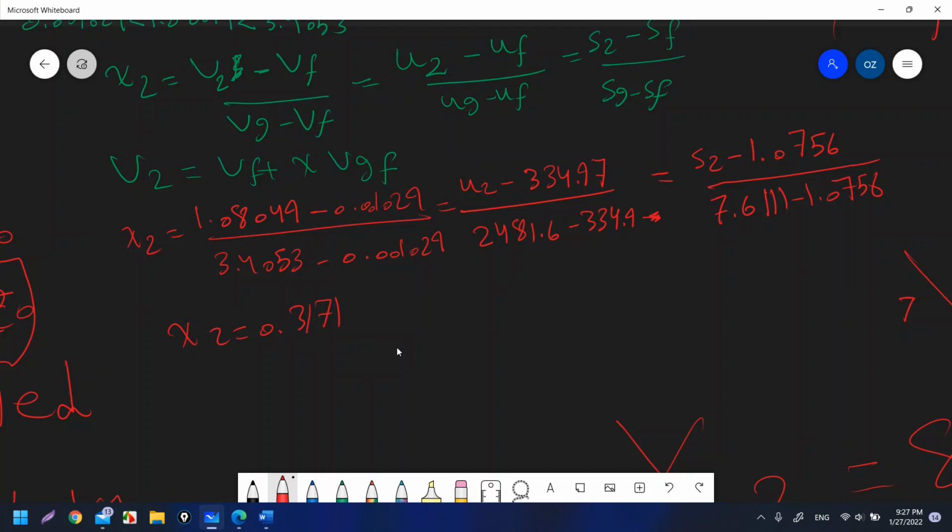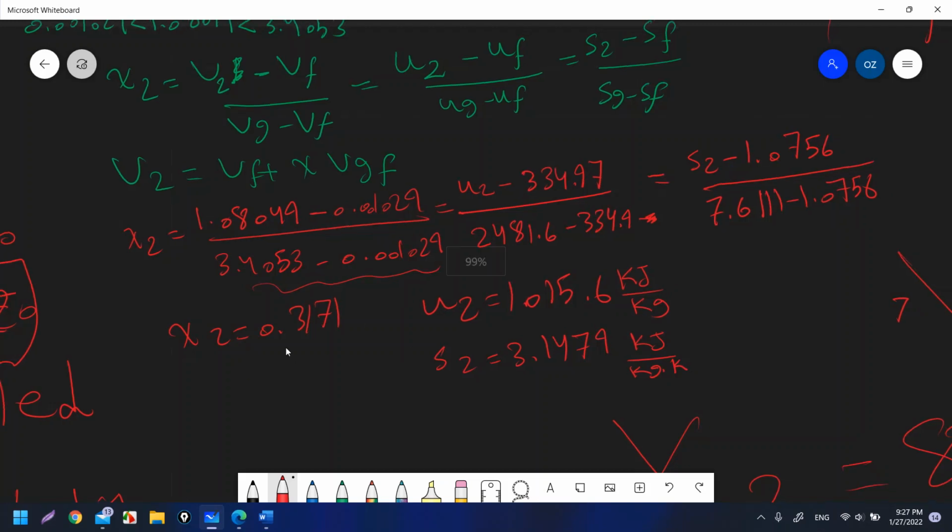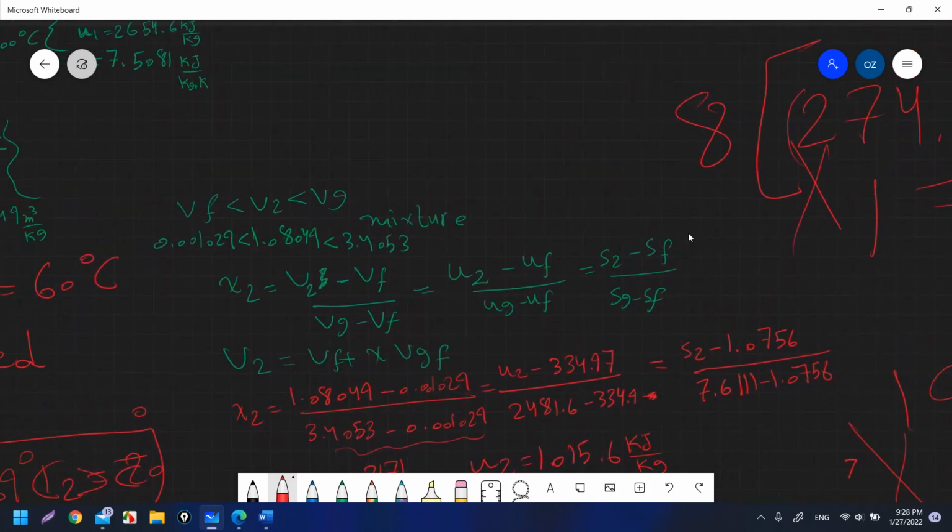You will put x2 with this one or x2 with this one to find s2 and u2, or without calculating x2, you can put this term for v equal to this term for u and find u2, and then use it with s2 any way you like. U2 equals 1015.6 kilojoule per kilogram, and S2 will be equal to 3.1479 kilojoule per kilogram Kelvin. So we have now the properties for state 2. So I have all properties that I needed.